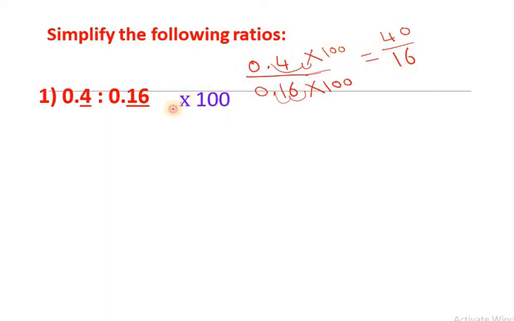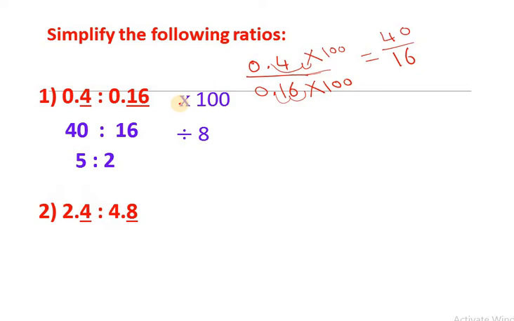Let's see. Okay, 40 to 16, I can divide it by 8, yes. I can divide it by 2, yes. We will do it as we want. Okay, 40 divided by 8, the answer will be 5, and 16 divided by 8, the answer will be 2.